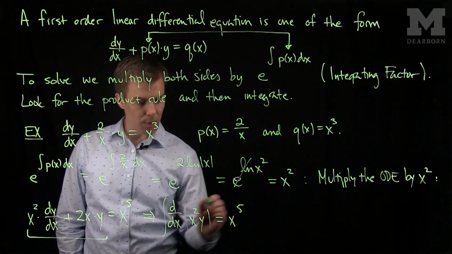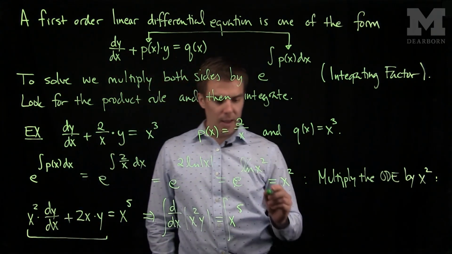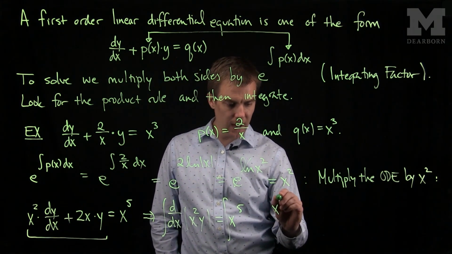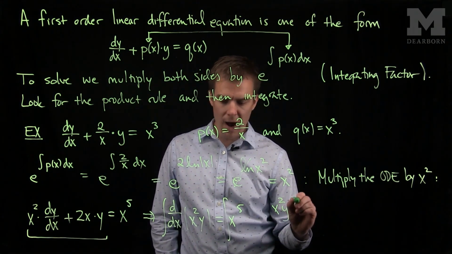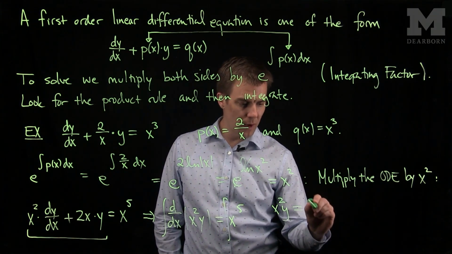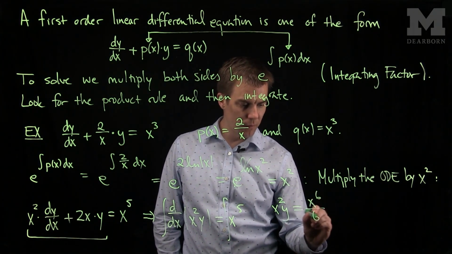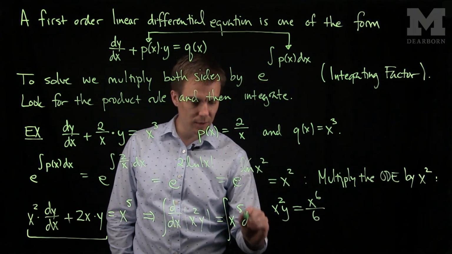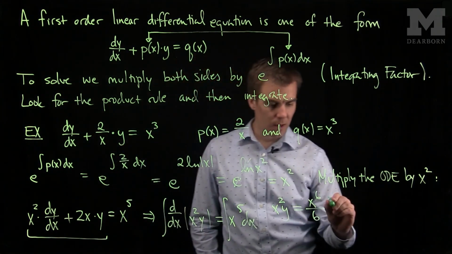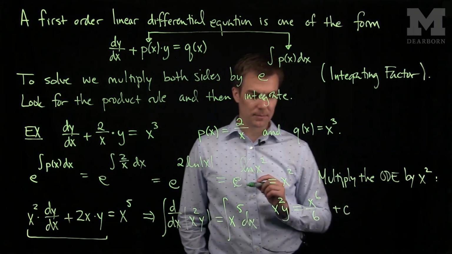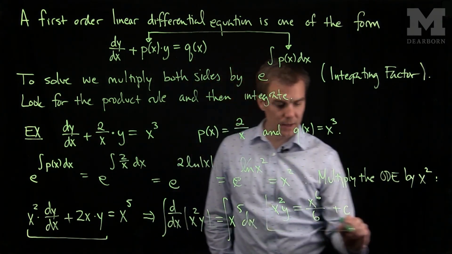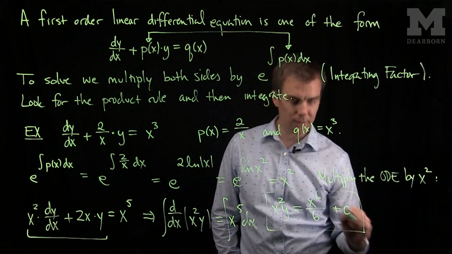And now we can integrate both sides and conclude that x squared y is equal to x to the 6th over 6, since that's the integral of x to the 5th power, plus a constant c. And that is the solution of our differential equation.